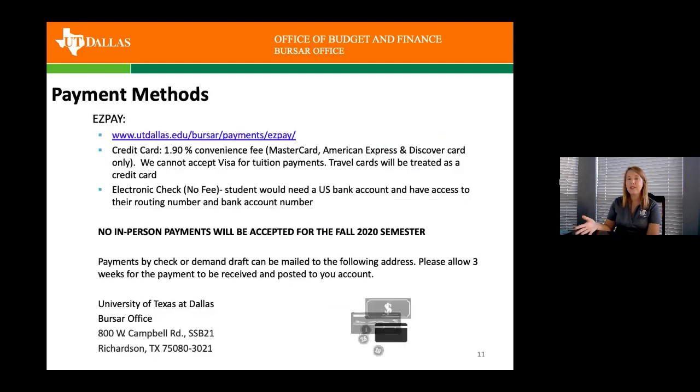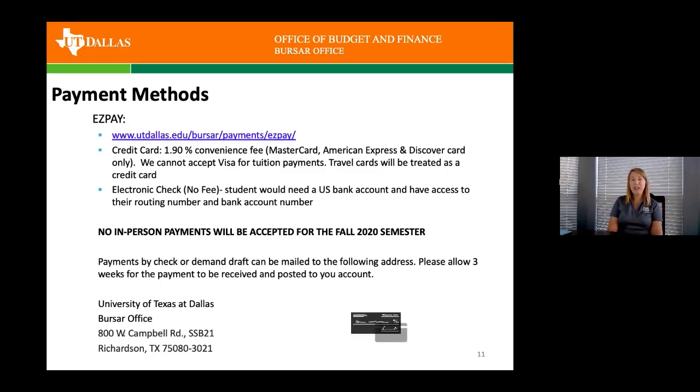Some of our payment methods, I'm going to go over two different slides of payment methods. In Easy Pay specifically, you can use a credit card. There is a fee to use a credit card. We only take MasterCard, American Express, and Discover. Unfortunately, we don't take Visa. We've never taken Visa, so if you have a Visa card, you can't use that in Easy Pay, unfortunately. If you have a travel card, you can use that, and it's treated like a credit card as long as it doesn't have the Visa logo. You should be able to use it in Easy Pay. And if you have questions, if you're using a travel card, you can always email us and we'll help you with that.